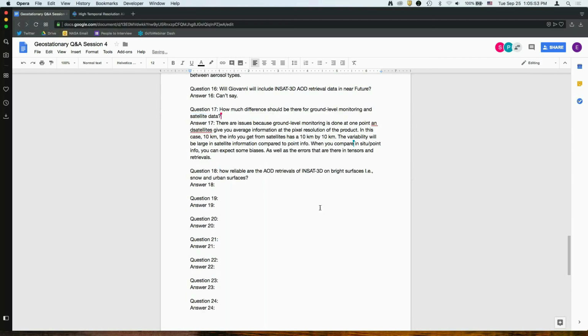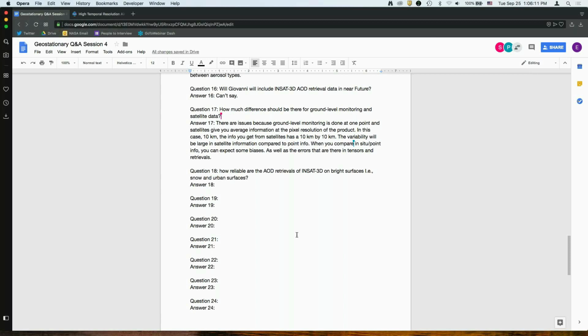I think there are no more questions, so we can stop over here. Oh, I see one more. How reliable are AOD algorithms for INSAT 3D on bright surfaces, snow, and urban surfaces?